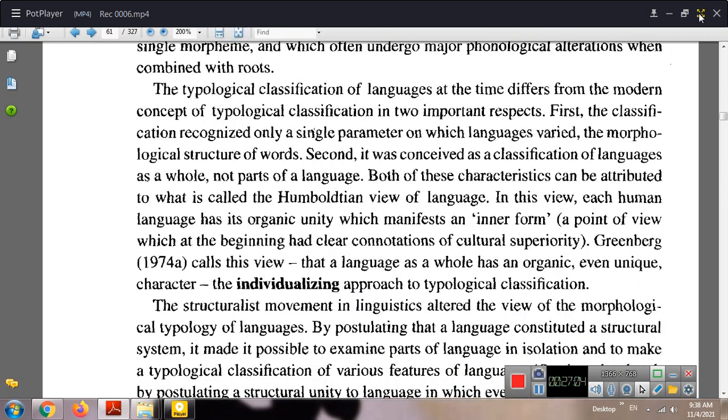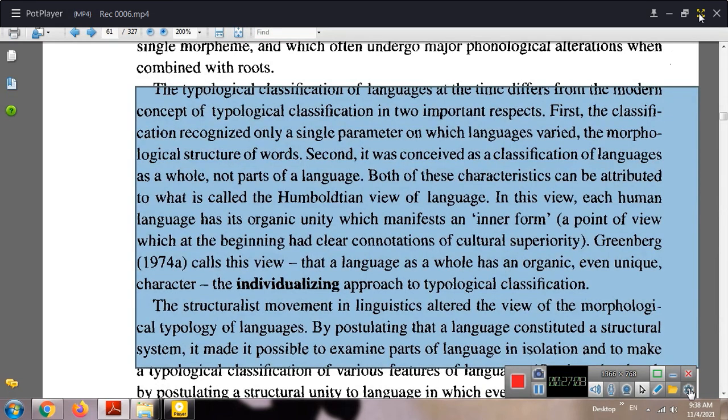The typological classification of languages at the time differs from the modern concept of typological classification in two main important respects. First, the classification recognized only a single parameter on which languages varied: the morphological structure of words. Second, it was conceived as a classification of languages as a whole, not parts of language.